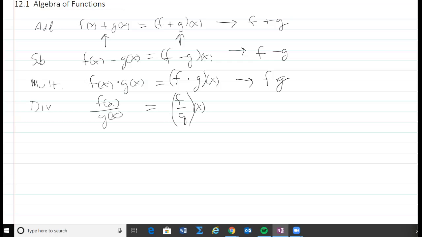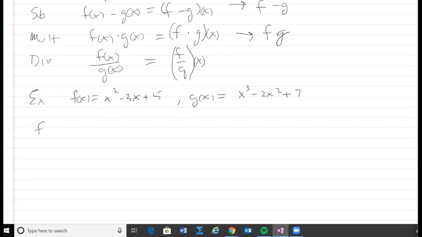Okay, all right, so let's do an example. Let's say that f of x is equal to x squared minus 3x plus 5. And g of x might be x to the third minus 2x squared plus 7. So let's see what kinds of things we can form here.